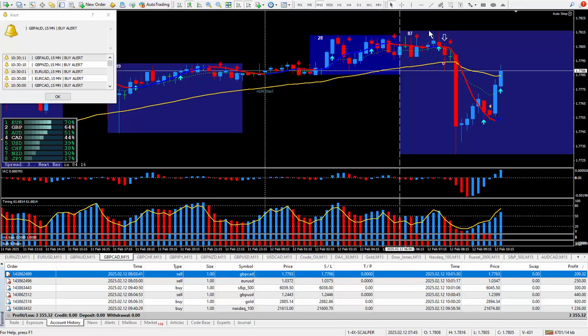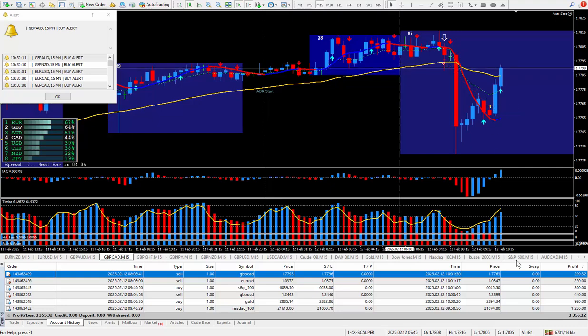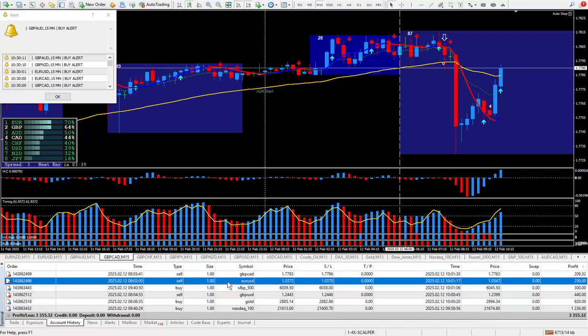Arrow from the daily trade plan, super signal. So I got in at this point and I closed out at this point, locking in, looks like 29 pips. And that paid out $209. Okay, moving on to the next trade.